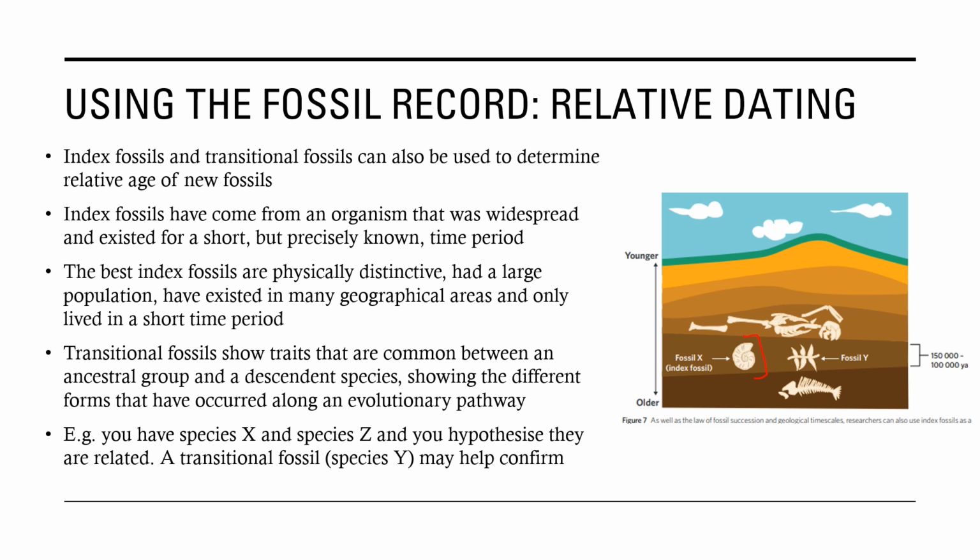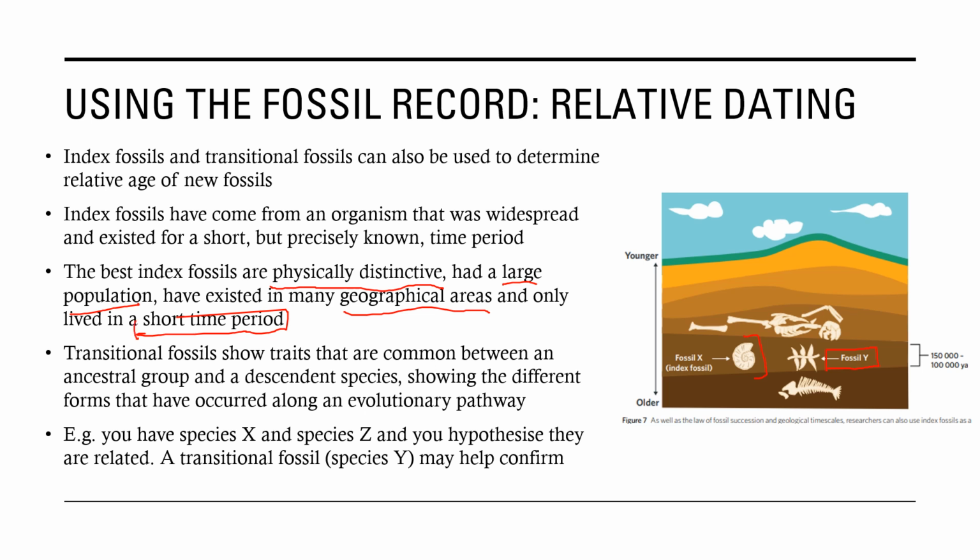And we can use it as an index fossil because if it's sitting in the same rock stratum as fossil Y, we can assume that it existed at a pretty similar time to the index fossil that we know lots about. So an index fossil, the best kind, are always going to be physically distinctive. So that means that we can tell exactly what they are really quickly. They had a large population, so that means there should be lots of them around. They've existed in many geographical areas, so they should be in lots of parts of the world, so we can use them widely. And they should have only lived for a short time period.